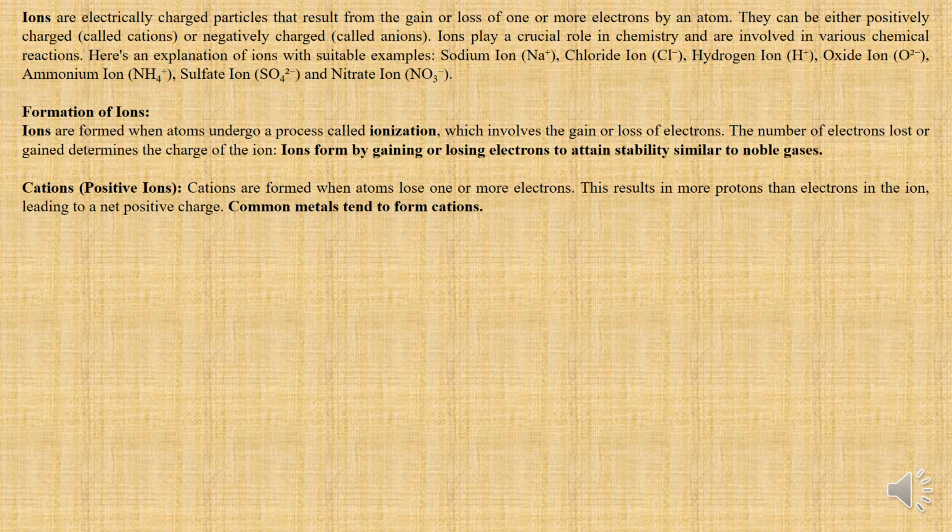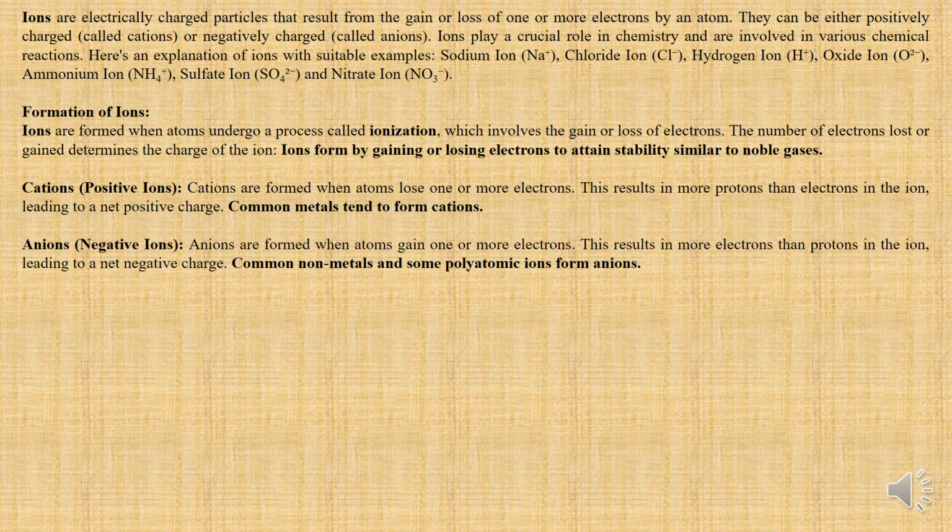So what are cations? Cations are positive ions. Cations are formed when atoms lose one or more electrons. This results in more protons than electrons in the ion, leading to a net positive charge. So common metals tend to form cations. Anions are negative ions, and anions are formed when atoms gain one or more electrons. This results in more electrons than protons in the ion, leading to a net negative charge. Common nonmetals and some polyatomic ions form anions.